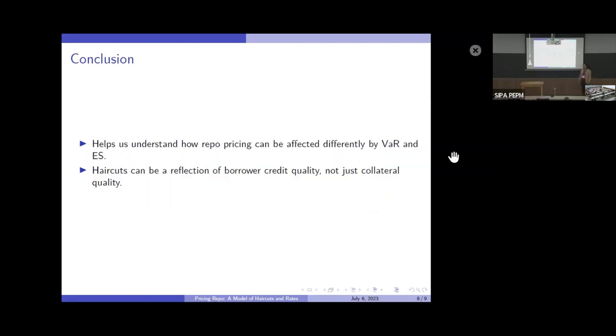So thanks very much. In conclusion, I think this model does a really great job of helping us think about how haircuts and repo interest rates are determined when the borrower and lender come together to negotiate financing. Thank you very much.